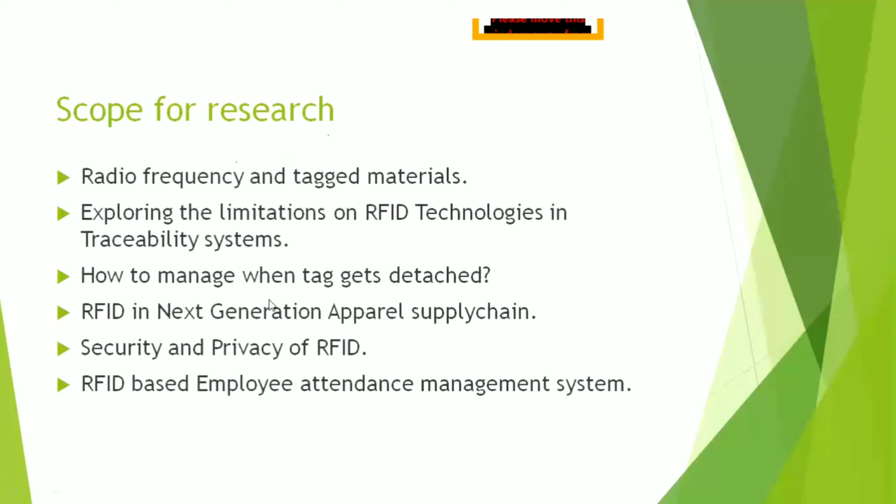Next, I have a question. I can know about the object only when the tag is attached, right? If the tag gets detached, my whole system becomes useless. So what alternative can I go for if the tag gets detached? It's one area of research. Next, RFID next generation apparel supply chain. And as I have already said, there are chances of unauthorized credit card and passport reading. So how can you make RFID technology more secure? That is one area.